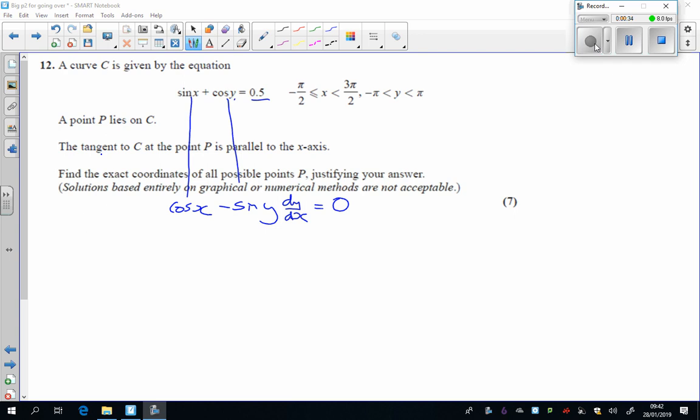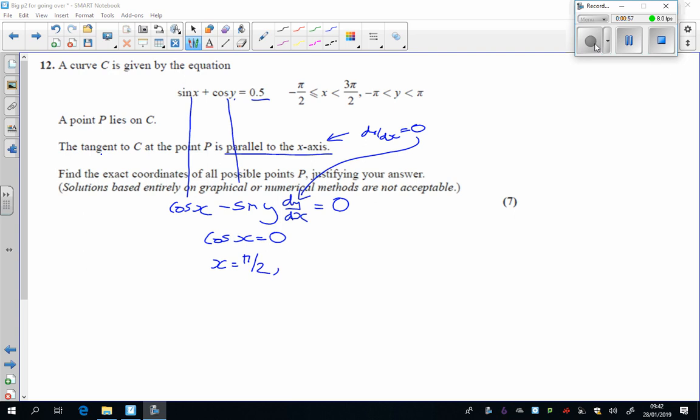We want the tangent to be parallel to the x-axis, and so this tells me that dy by dx must be equal to 0. I could just put dy by dx equals 0 there, and that tells me that I'm trying to find when cos x is equal to 0. Inverse cos of 0, of course, gives you pi over 2 on the calculator.